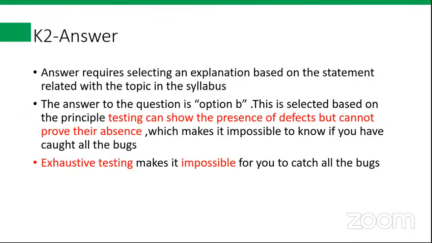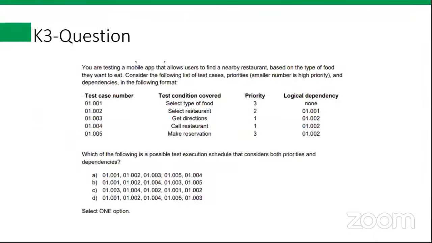Last, we have the K3 level question. As you see, a K3 level question can look very, very lengthy. But then I can assure you this is not very difficult. All you have to do is just apply whatever you had studied with the syllabus. So let me just read the question for you. You are testing a mobile app that allows users to find a nearby restaurant based on the type of food they want to eat. Consider the following list of test cases, priorities, and dependencies in the following format. And then the question is, which of the following is a possible test execution schedule that considers both priorities and dependencies?